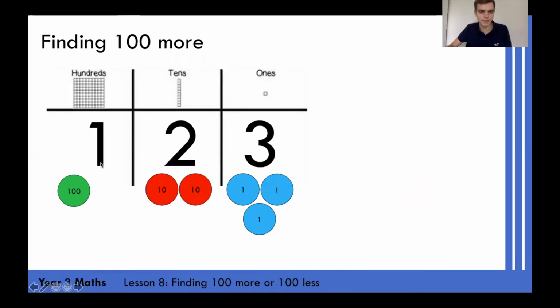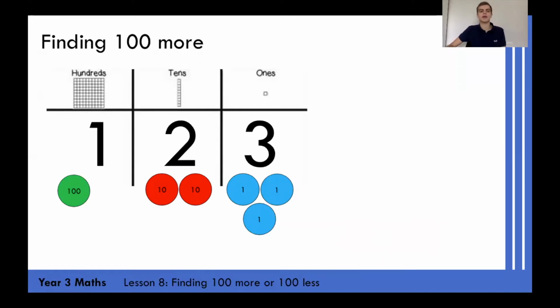So here we go, finding 100 more. And I've got my number 123. 100, 2 tens, 3 ones. And I've made it in my place value grid. Now, if we're finding 100 more, what column do you think we're looking at today? Hundreds, tens, or ones? 100 more. You're absolutely right. Well done. We are looking at our hundreds column, aren't we? Because we're finding 100 more or 100 less.